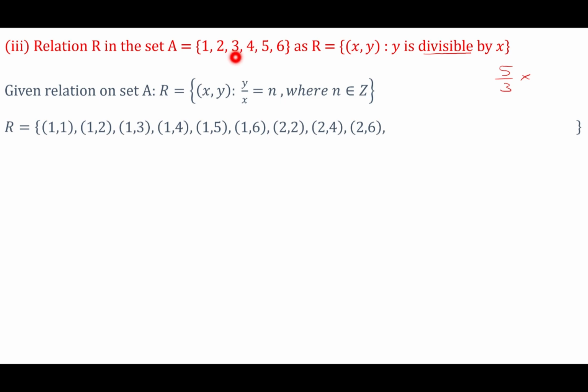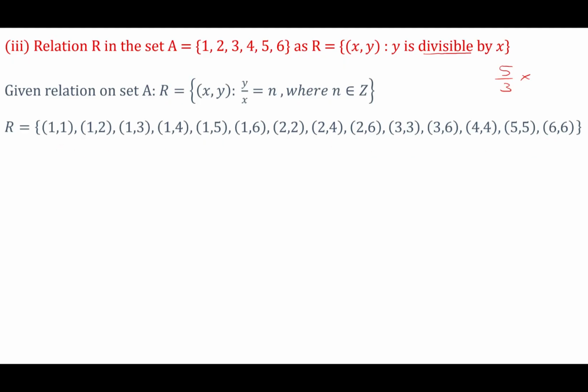Now I can write 3 over 3, but I cannot write 3 comma 4 as an ordered pair because 4 over 3 divisible is not possible. So I can write 3 over 3 and 3 over 6. Now 4 over 4 is possible, 5 over 5 is possible, 6 over 6 is possible. Only these ordered pairs are possible. So this is the relation in the roster form.